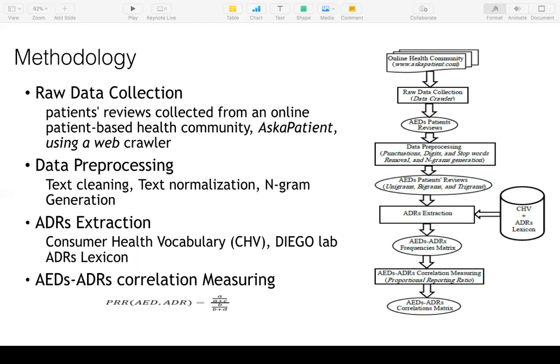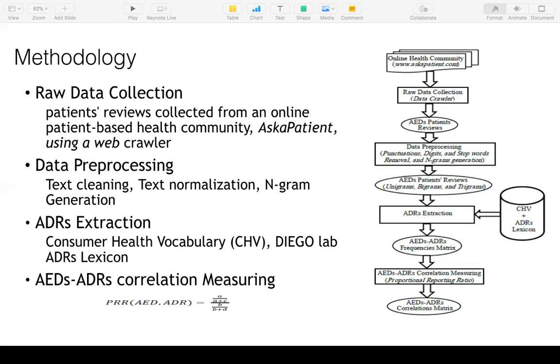After mapping the n-gram terms to their equivalent CHV terms, we map the terms into an ADR lexicon to identify the ADRs. For this purpose, we used the ADR lexicon compiled by the Diego Lab, a lab at Arizona State University.